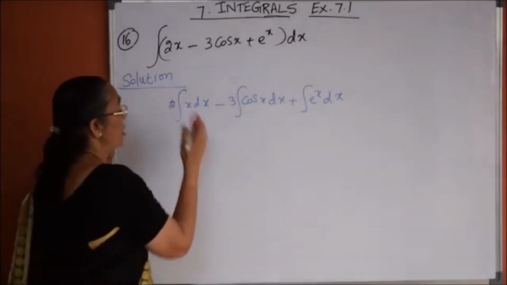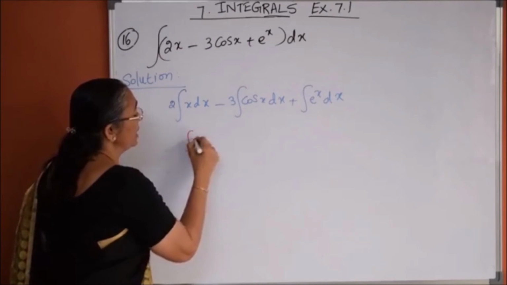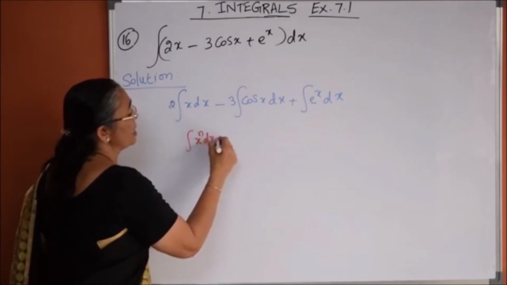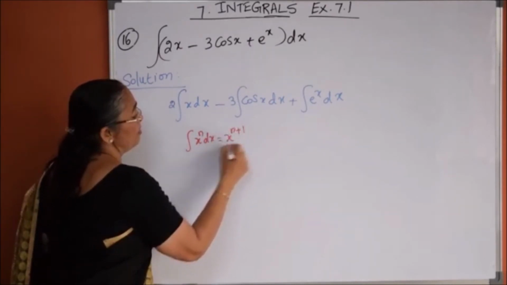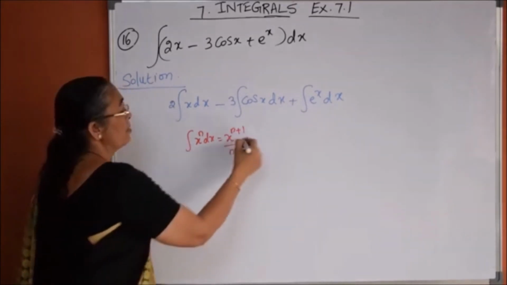Now for the first one, we will use the formula integration of x power n dx as x to the power of n plus 1 by n plus 1 plus c.